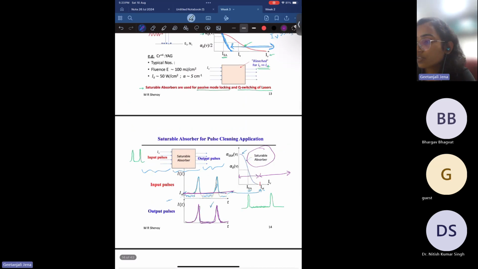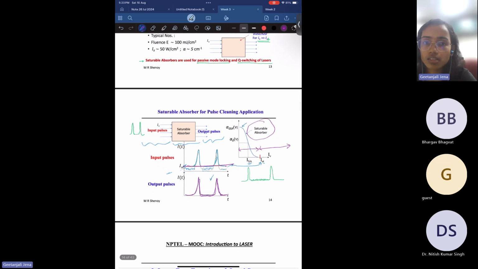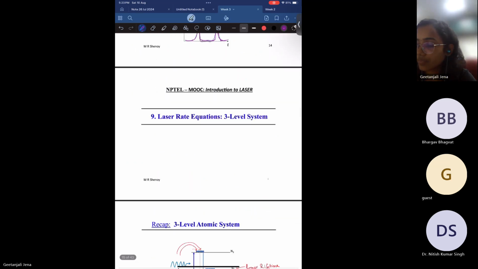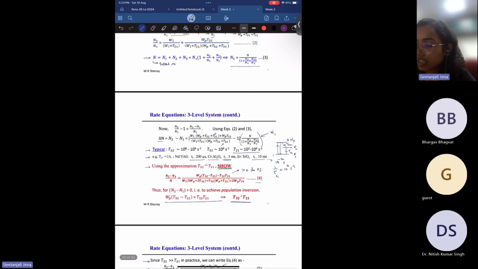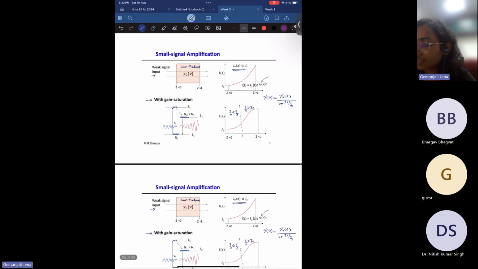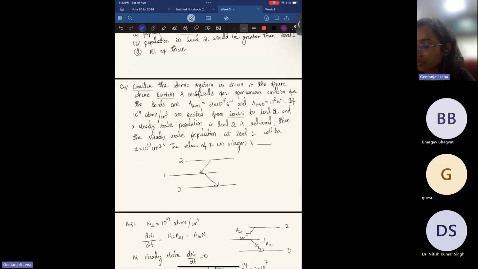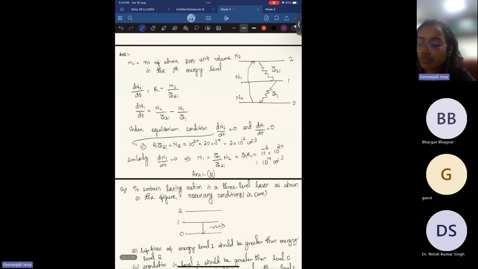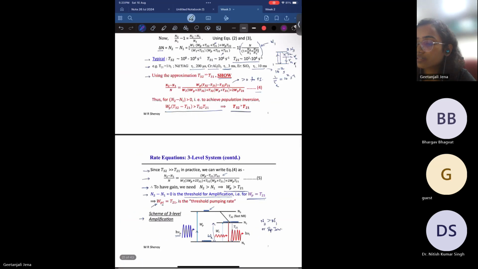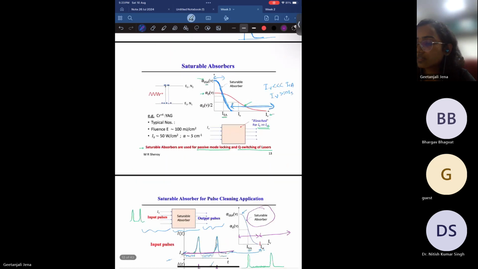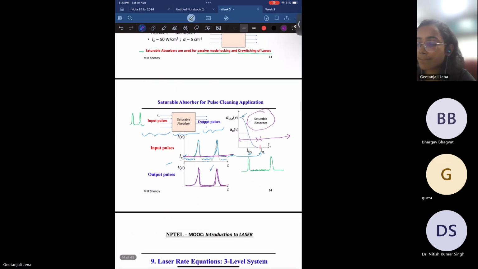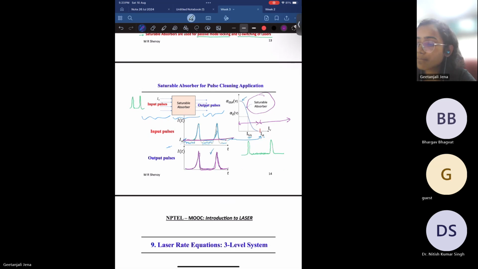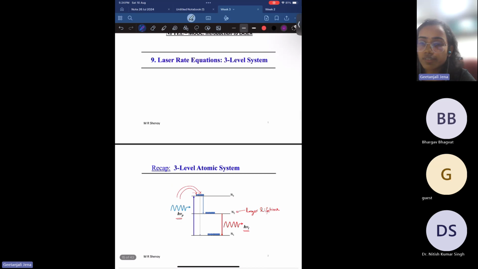So this is all about the two-level system, the pumping in the two-level system and the rate equation in the two-level system. Do you have any doubts about the two-level system? Otherwise, we'll discuss the next one, which is the three-level system. We'll discuss its rate equation as well as a few problems, I think 3 or 4 problems actually. Then we'll move to the four-level system. Is there any doubt till now? If not, let us move to the three-level system.